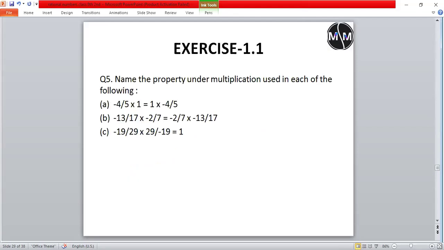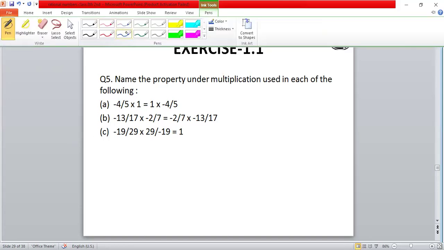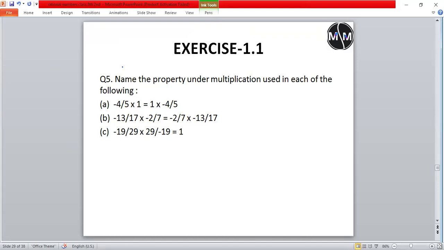For the fifth question, name the property under multiplication used in each of the following. We should see the equation and think about what property is used in it. Minus 4 by 5 multiplied by 1 is equal to 1 multiplied by minus 4 by 5. It is the multiplicative identity.